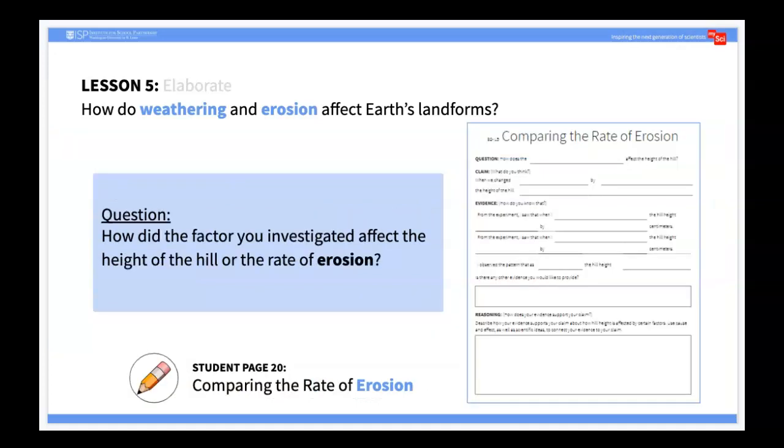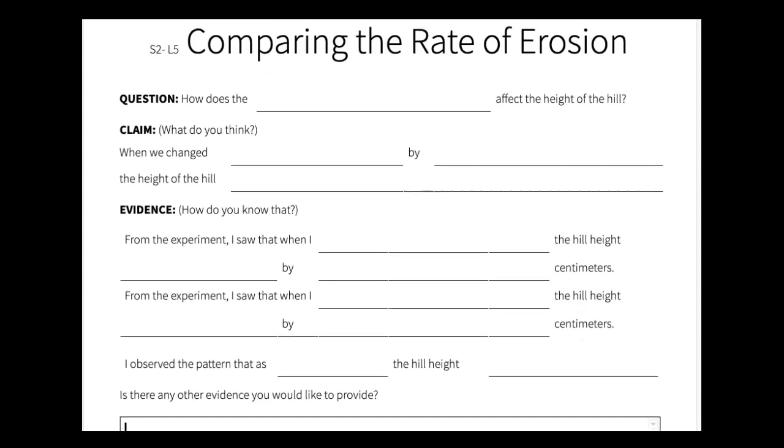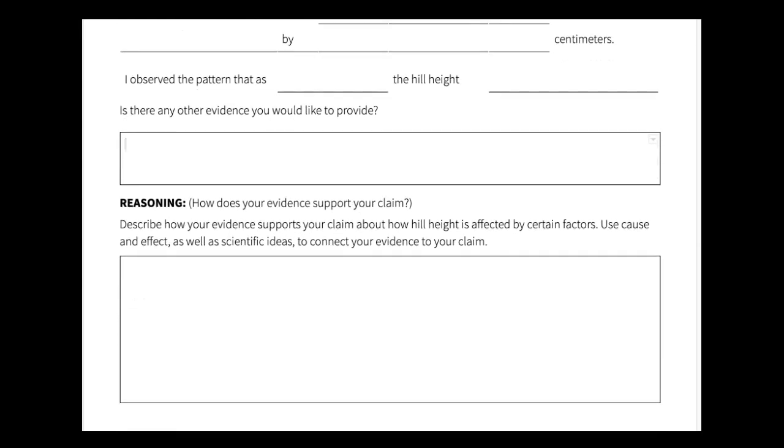Students will use evidence from their investigation to answer the question, how did the factor you investigated affect the height of the hill or rate of erosion? To help students answer this question, discuss the components of a strong scientific argument. Students must make a claim that answers the question at hand, explain what evidence they have in support of the claim, and describe how that evidence supports their claim using scientific reasoning.